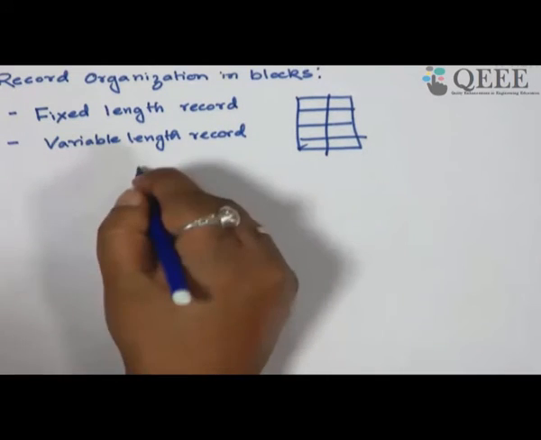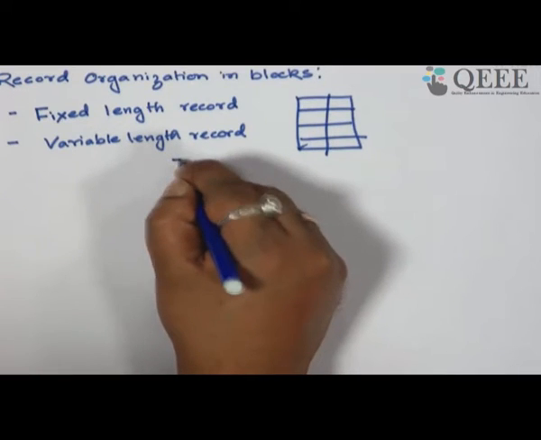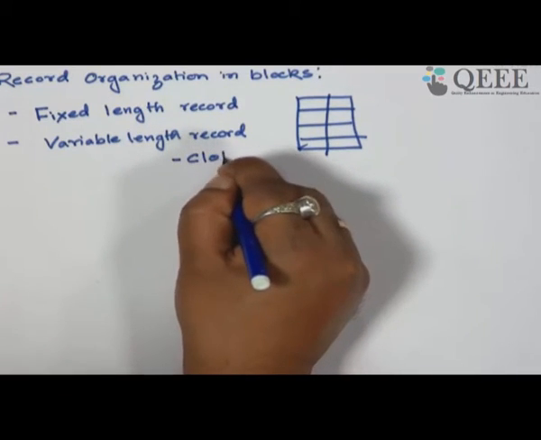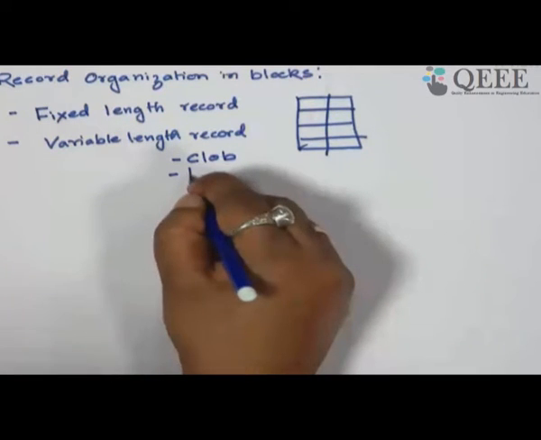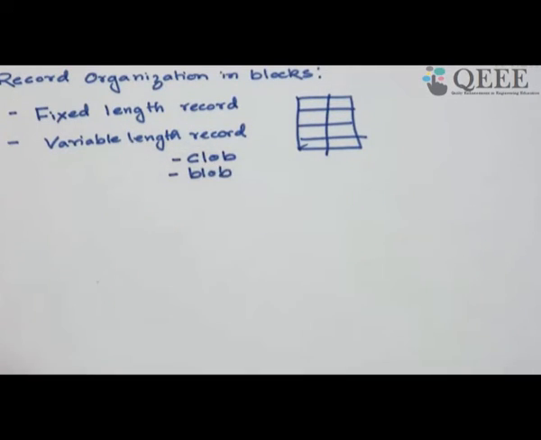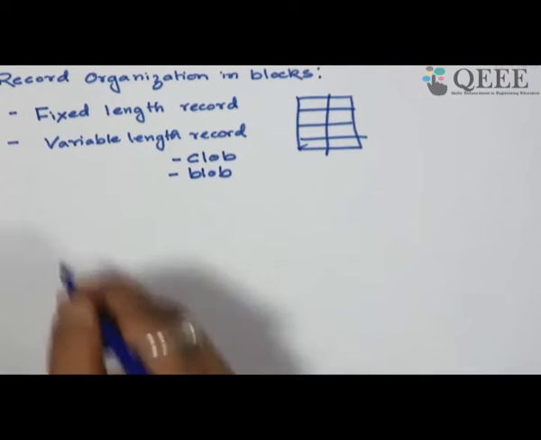So these are called large objects. One is a character large object, called a CLOB, where text is stored. Another is a binary large object, called a BLOB, where image, video, music are stored. Large object, character large object and binary large object. So they give rise to these variable length records. Okay. So let us see how fixed length records are stored.